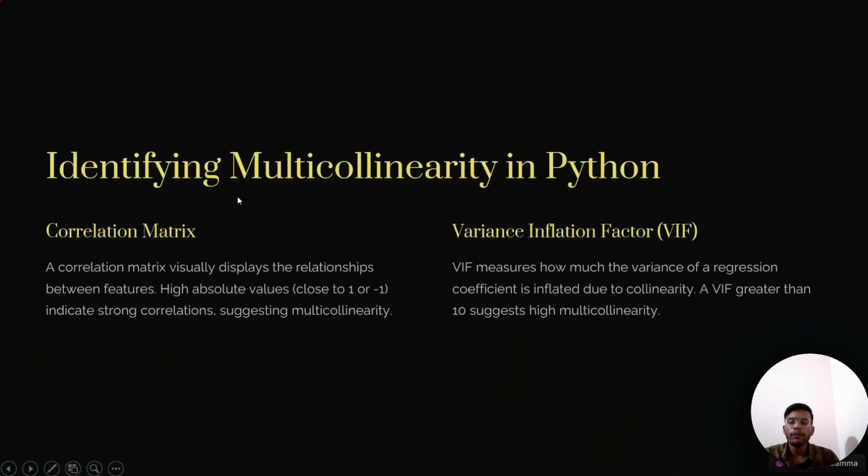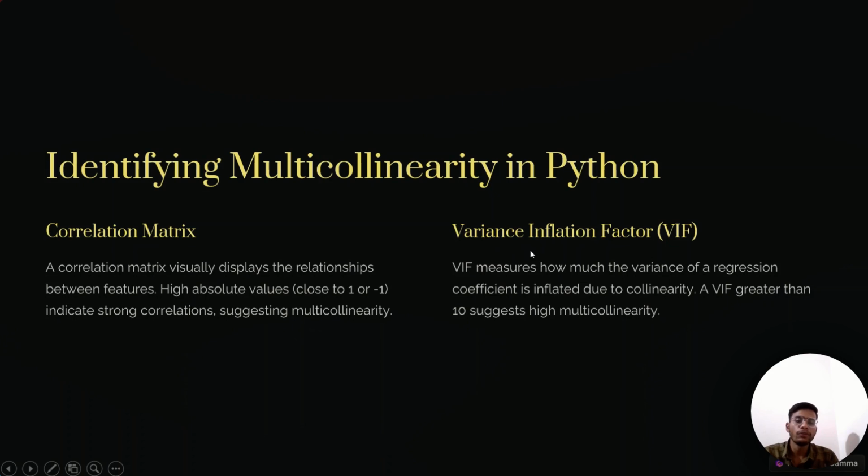First, we have to identify multicollinearity in Python. There are two methods: correlation matrix and variance inflation factor (VIF). First, correlation matrix. A correlation matrix visually displays the relationship between features. A high absolute value close to 1 or minus 1 indicates strong correlation, suggesting multicollinearity.